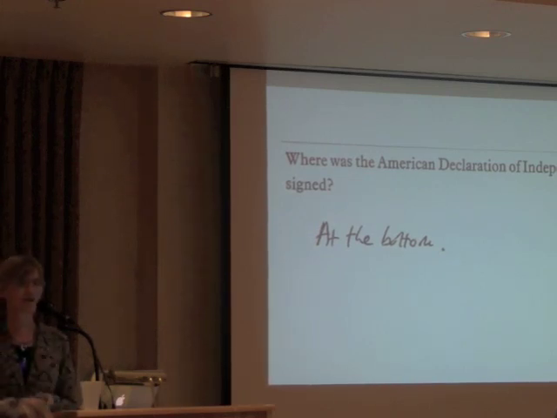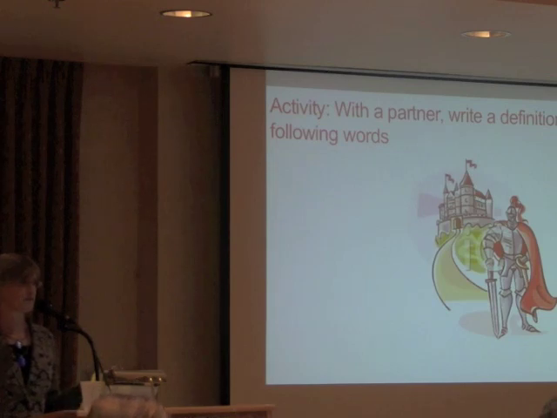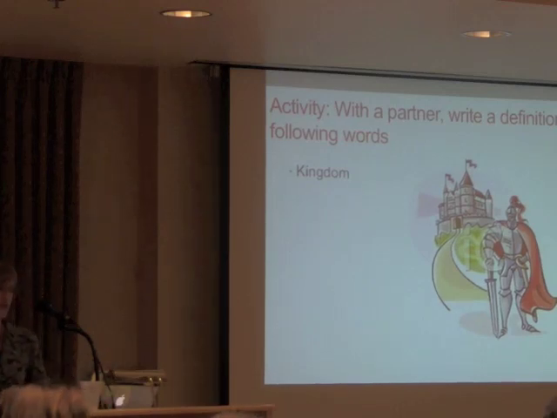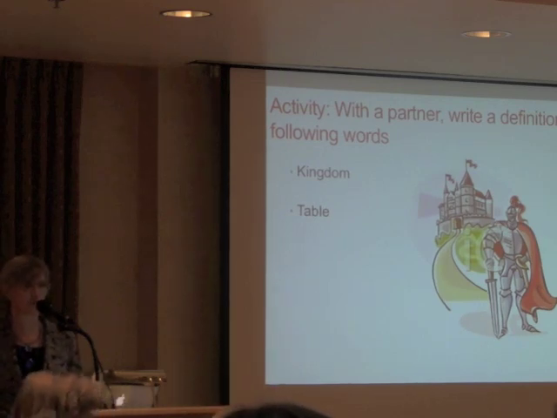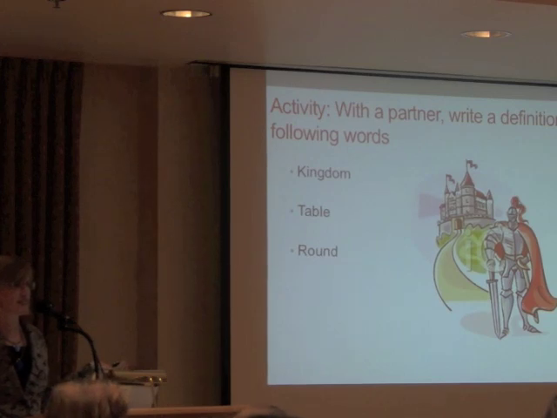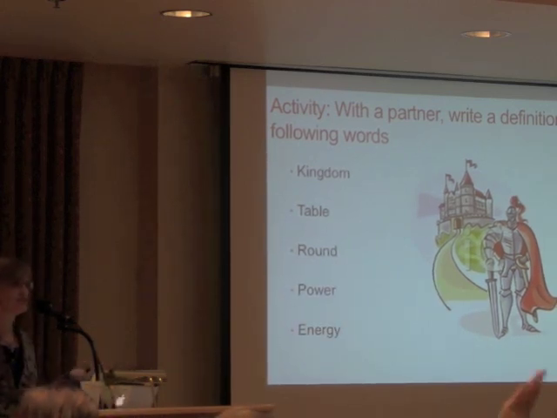So I'm going to have you do an activity really quickly at your tables together. I've got 5 words I want you to define. I'm going to give you about 30 seconds each to define them. And I'm just going to put them up one at a time so you're really focused. The first word is kingdom. Take 30 seconds or so, write a definition for the word kingdom. Second word, table. Third word, round. Fourth word, power. And fifth word, energy.